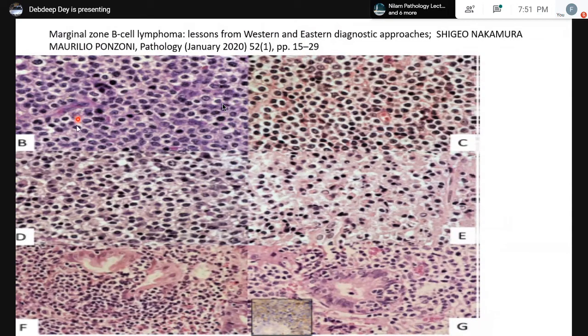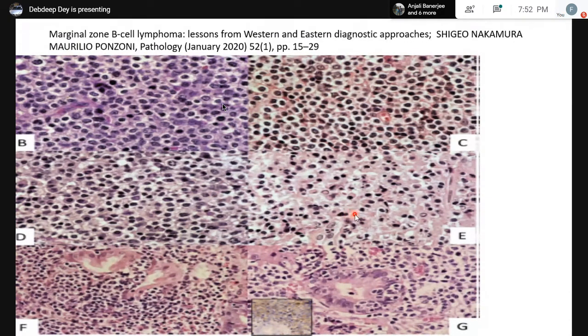So you have the classical monocytoid appearance. Then you have this C, the clear cell variant. Then you have what is called the lymphoplasmacytoid appearance. You can see lymphocytes and plasma cells, which brings in the differential diagnosis of a lymphoplasmacytic lymphoma.